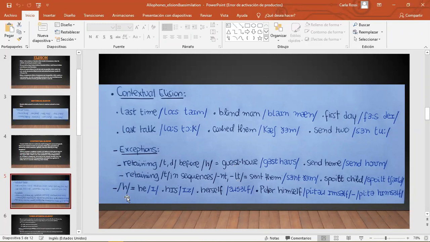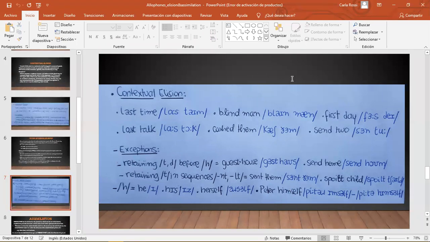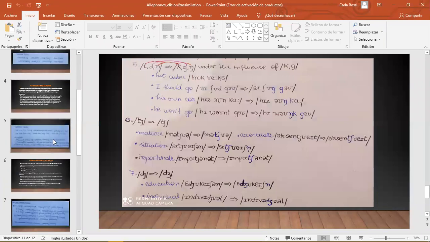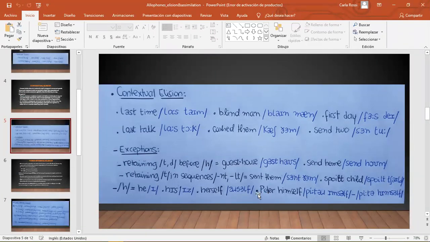And the other exception was retaining a sound that is not part of the rule, which is the glottal sound, and it can be only when the pronouns, reflexive and personal pronouns, are in unstressed position or unstressed syllable. So instead of saying he, you say e, is, herself. And you have two kinds of pronunciation for the same set of words. Peter himself, or you can say Peter himself.